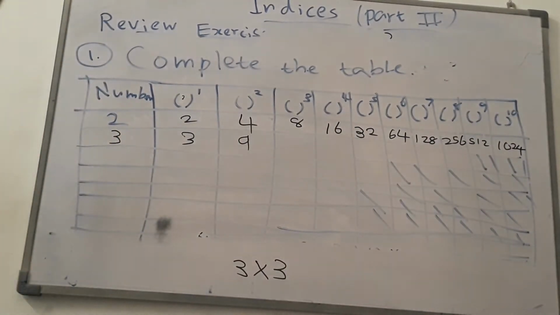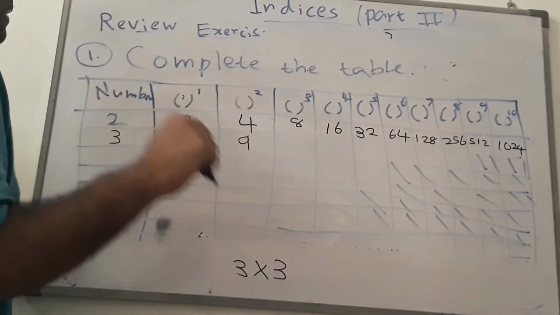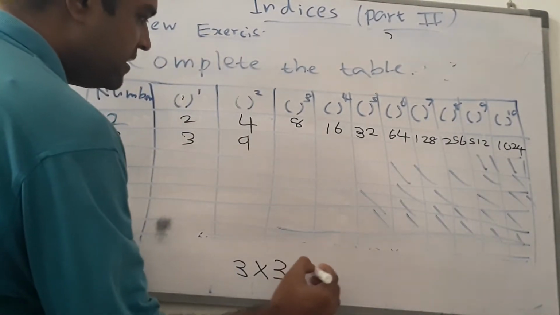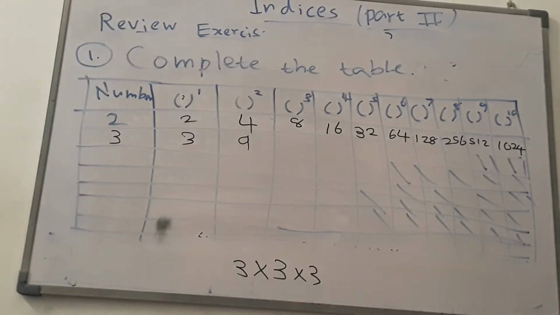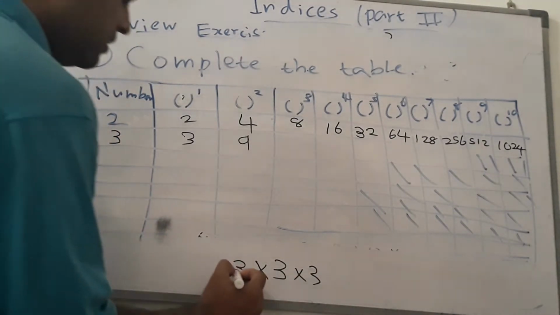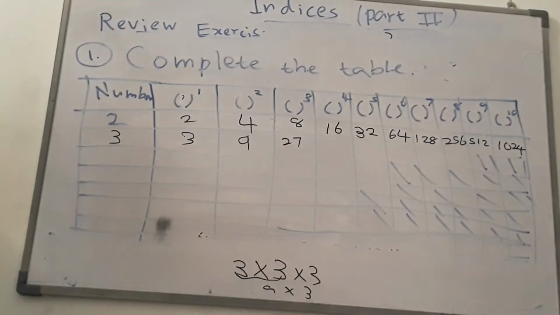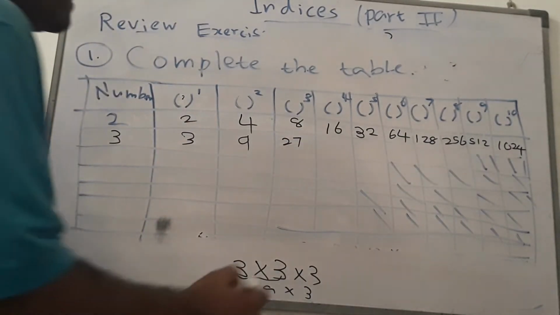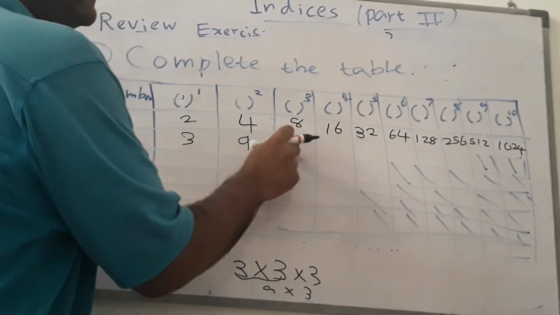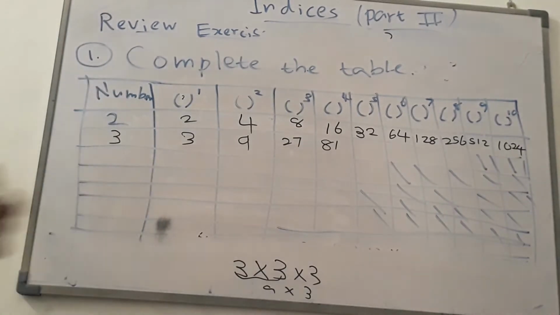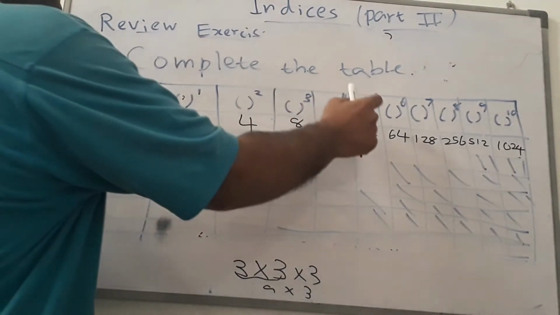3 to the power 1 means 3. 3 to the power 2 means 3 has to be multiplied by another 3. 3 to the power 3 means you have to multiply 3 to the power 2 by another 3. So 9 times 3 is 27. Then 3 to the power 4 means you have to multiply 27 by 3. If you multiply 27 by 3, you will get 81. Check and see. Next is 81 times 3 or 3 to the power 5.